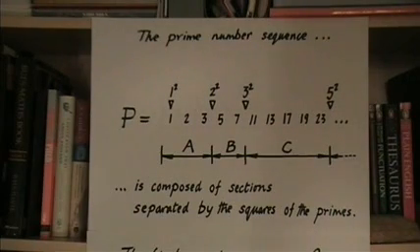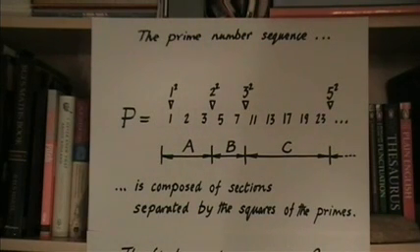The prime number sequence itself, denoted by the letter P: the first 10 primes are 1, 2, 3, 5, 7, 11, 13, 17, 19, 23, and it carries on, of course, 29 and suchlike.